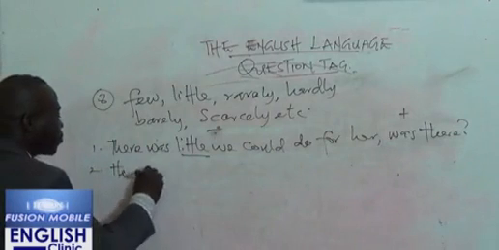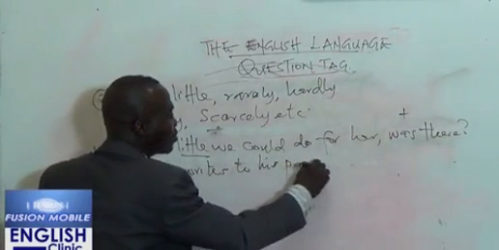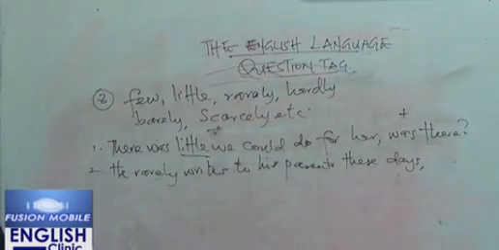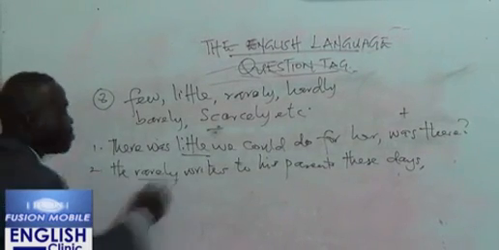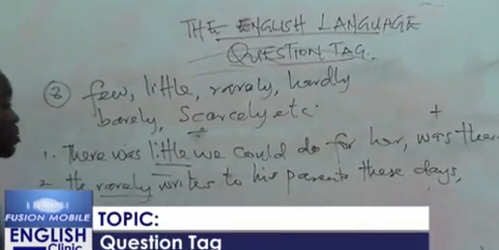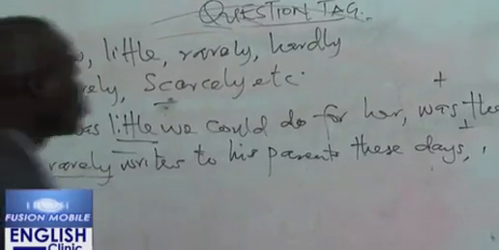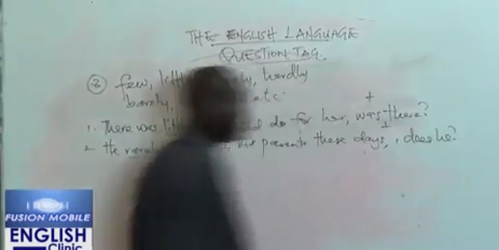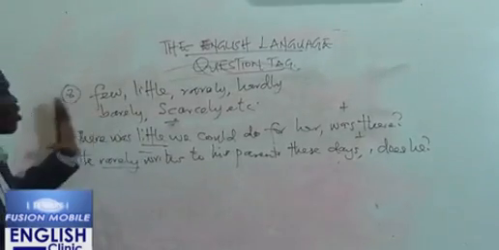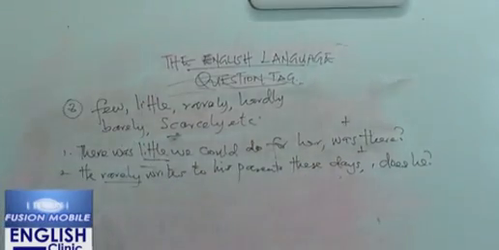Look at this example. He rarely writes to his parents these days. Now, what this means is that because of this rarely, he does not write to his parents these days. So rarely makes the sentence become negative. Now, the tag will be positive. So the tag will not be negative. The tag will be, does he? Does he? So anytime we have negative words like this in a statement, the statement automatically becomes negative, and the tag will be positive. So this concludes our discussion of rule number 8.